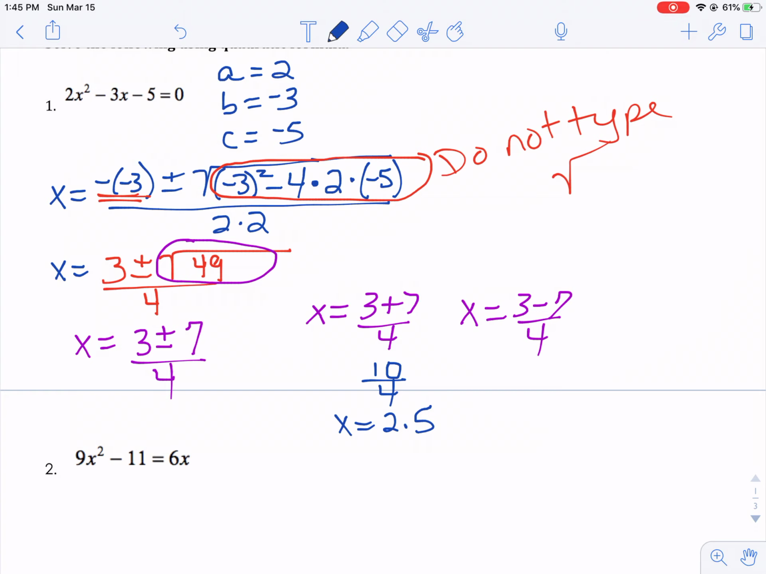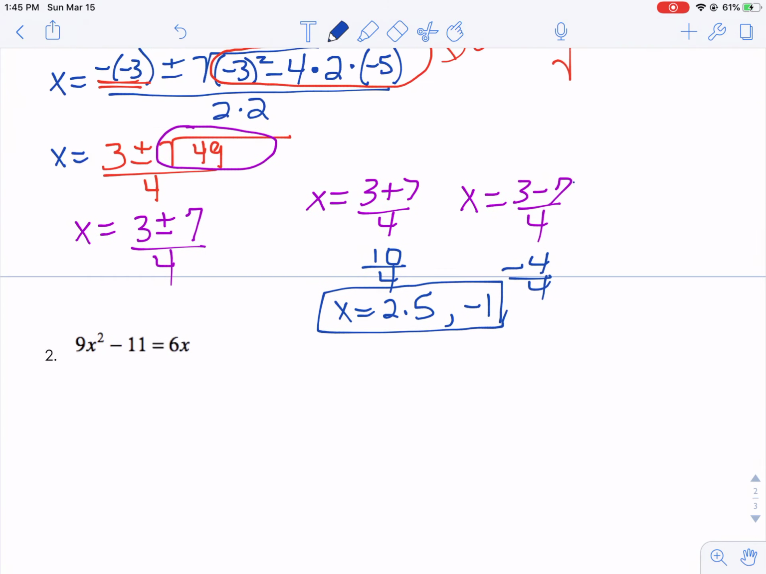Okay, and then on this one, do the subtraction first. The numerator, 3 minus 7, is negative 4. Take the negative 4 and divide it by 4, and you get negative 1. So there are the 2 roots, the 2 places where your parabola would cross the x-axis.